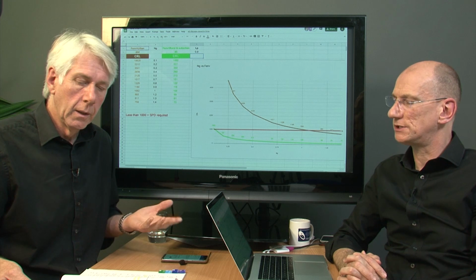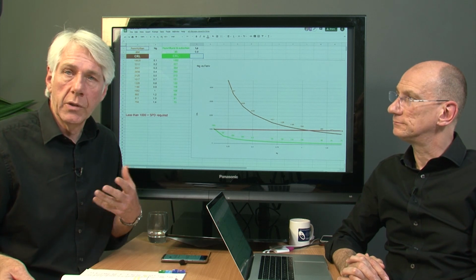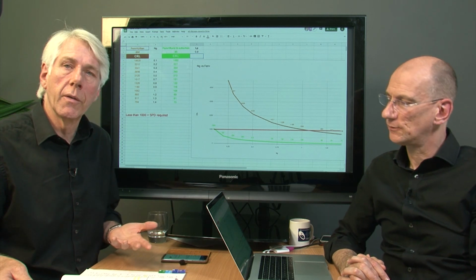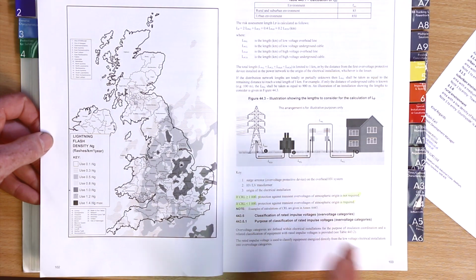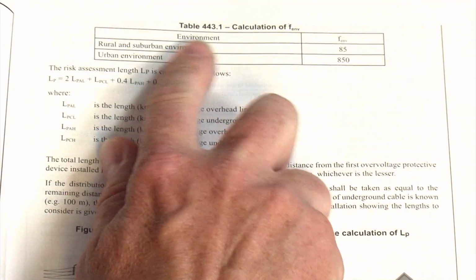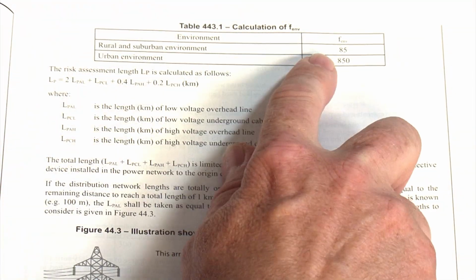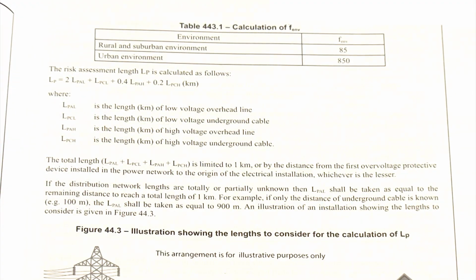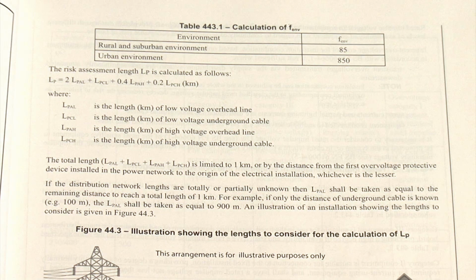So if your installation isn't a dwelling or doesn't match one of these scenarios, then the calculated risk level is probably the position you want to take. This would only be where there wasn't a clear requirement and you wanted to know if there was likely to be a risk. So if we turn the page to page 103 and look at table 443.1, the calculation of FM, that's quite straightforward. There's 2 options on that one for that constant in the equation.